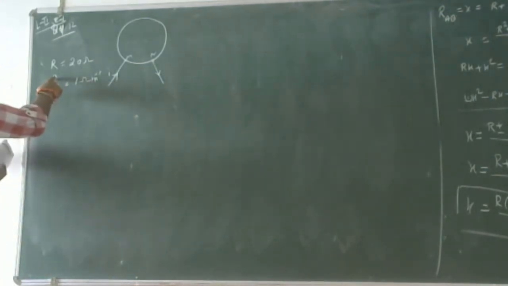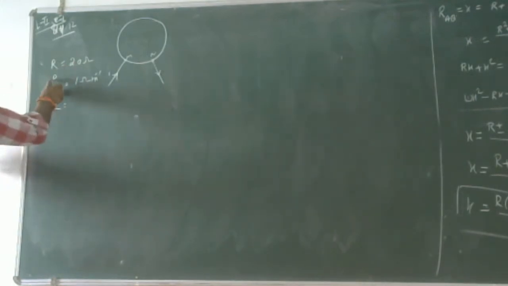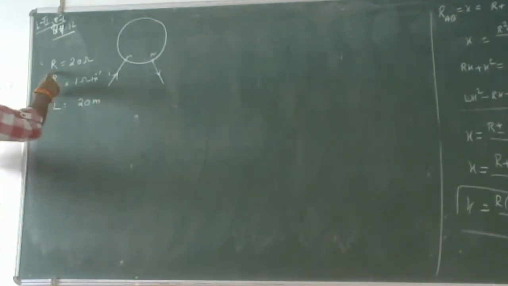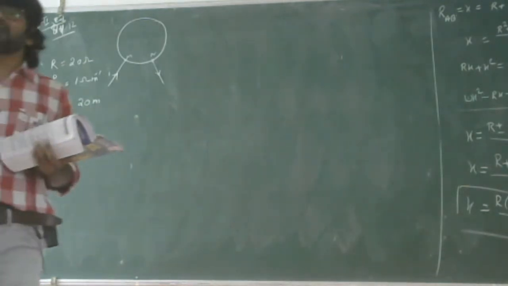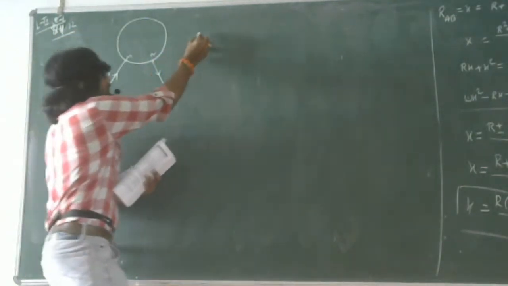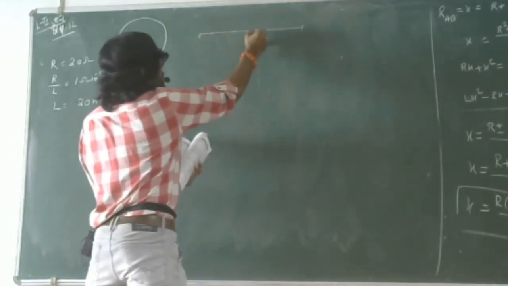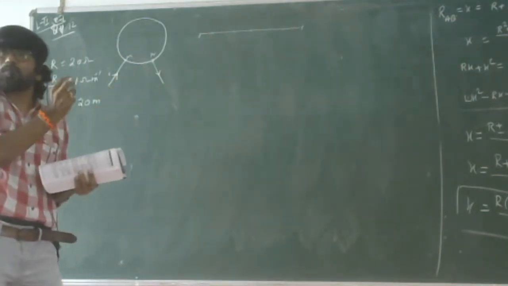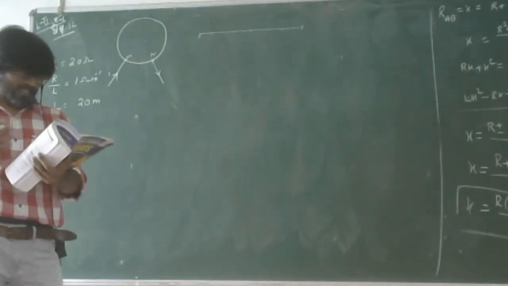As R is 20 ohm, can you find the total length? Total L is R divided by 1, which is 20 ohm by 1 ohm per meter, the ohm cancels, giving 20 meter. So the total length of the wire is 20 meter, and it is a uniform wire. For every 1 meter, the resistance is 1 ohm, so the total resistance is 20 ohm. That is the meaning of it.